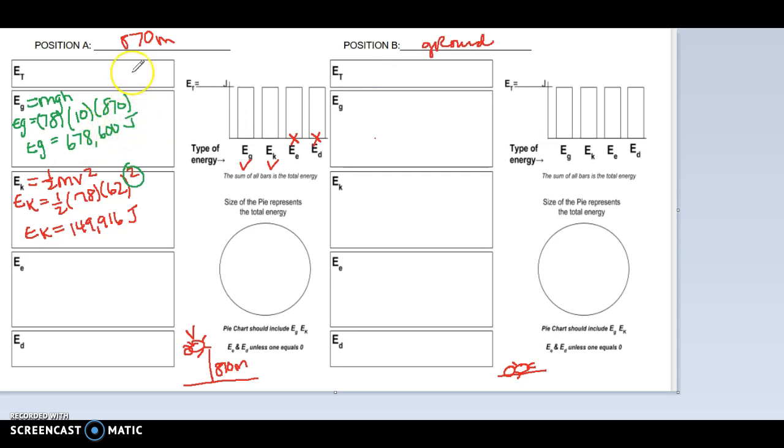678,600 joules. Okay? All right. Please make sure you're punching this in your own calculator, because if you don't, we might not know that you have a problem using the calculator. So make sure that you don't just write my answers. You need to do it yourself.